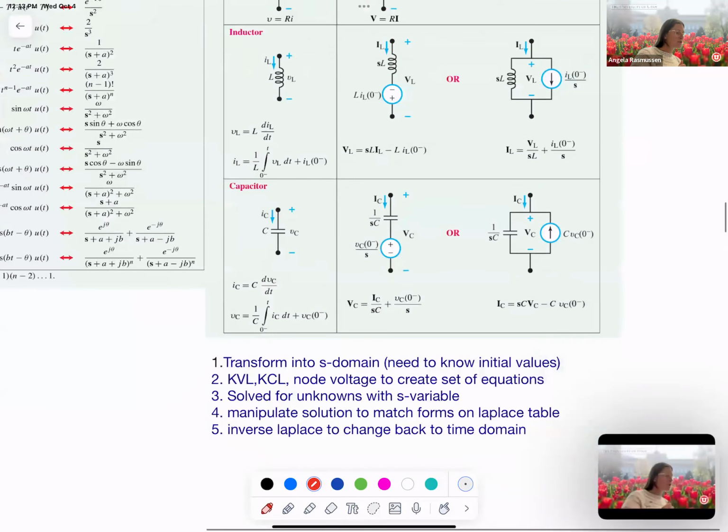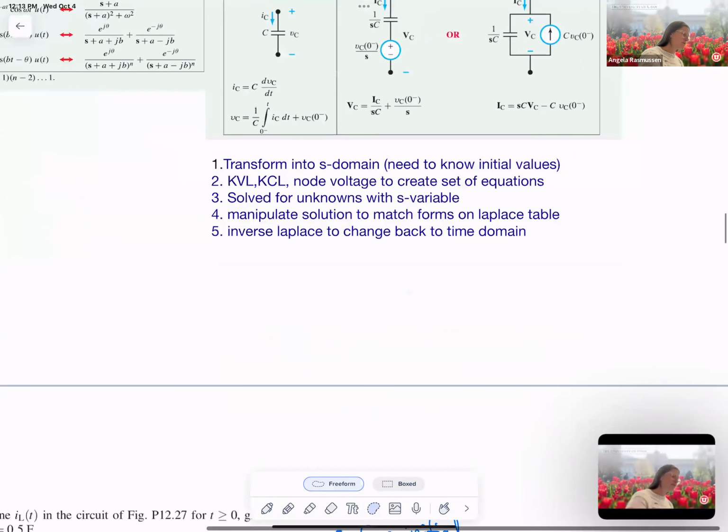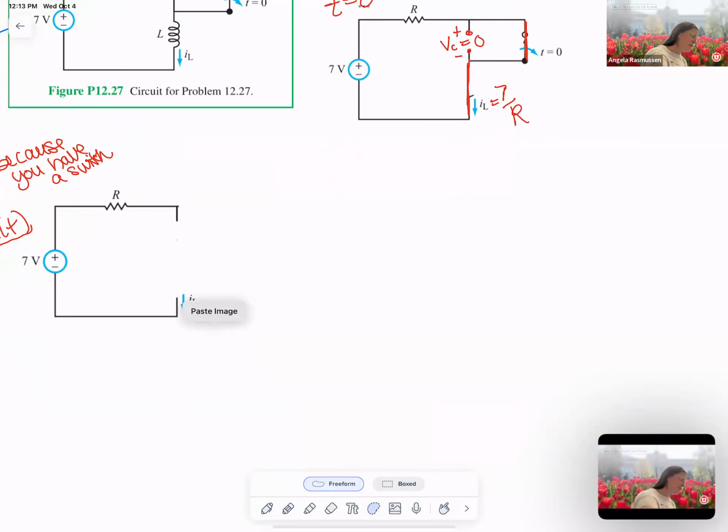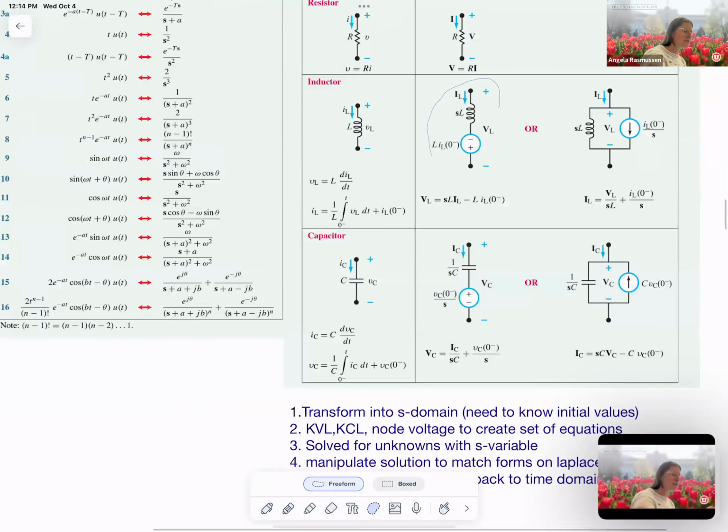Okay, and then you're going to use these models now. So I'm going to just do these in series just because the other circuit was in series, but it doesn't matter. You could use either model. So I'm going to use the capacitor and the inductor.